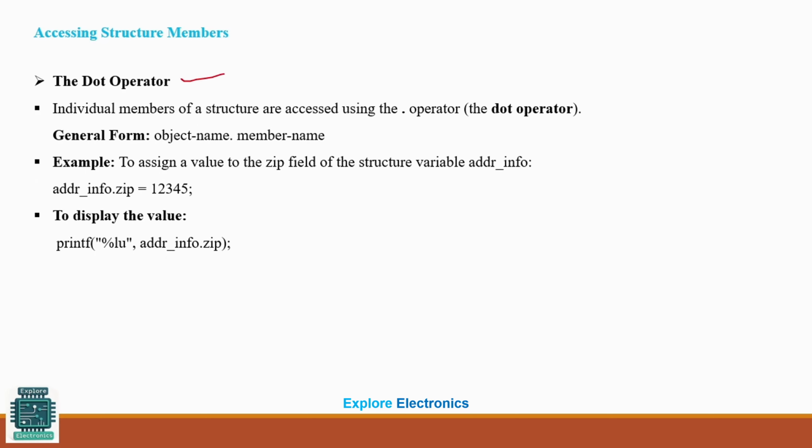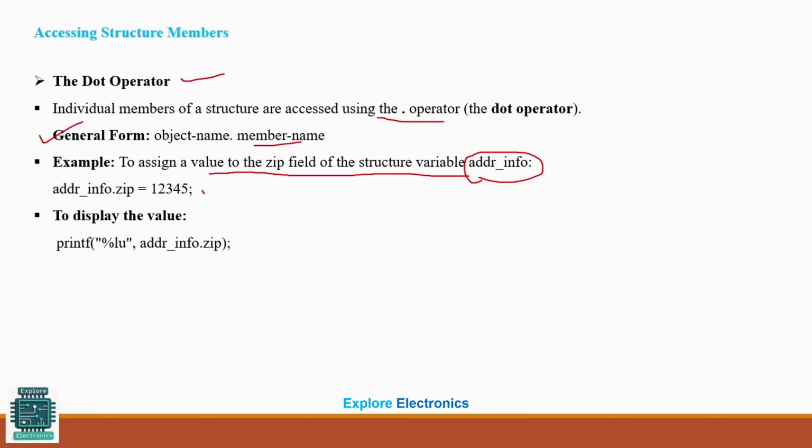Here, individual members of a structure are accessed using the dot operator. The general form is the syntax to access a structure: object name dot member name. Here is an example to assign a value to the zip field of the structure variable address_info. We will use address_info.zip = 12345, and to display.